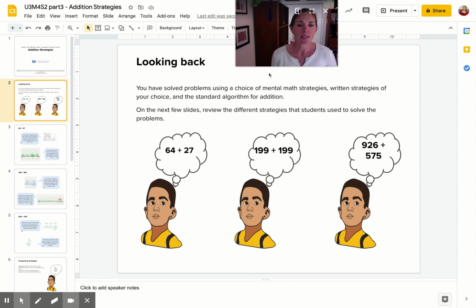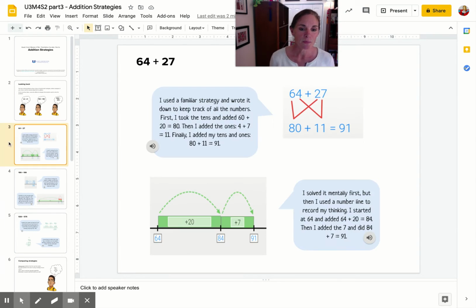So here you see a guy who's thinking about different math problems, which you may remember you actually solved in the past. So on the next few slides, you're going to see some different strategies. And your job is to reacquaint yourself with these different strategies. You probably will look at some and go, oh, I know that one. And you will look at others and go, what's that guy doing?